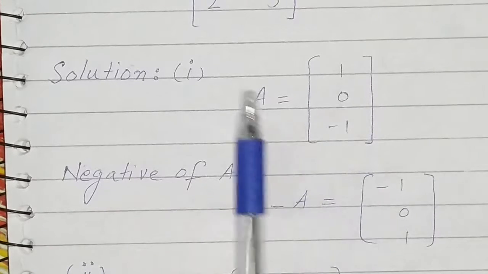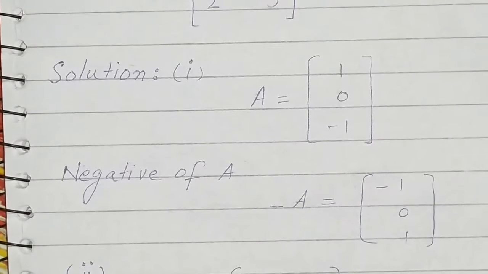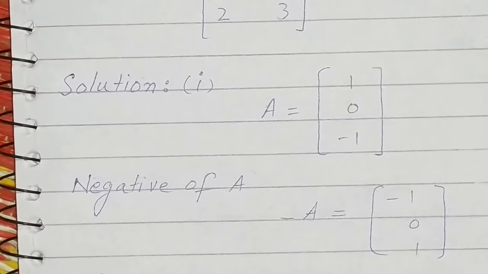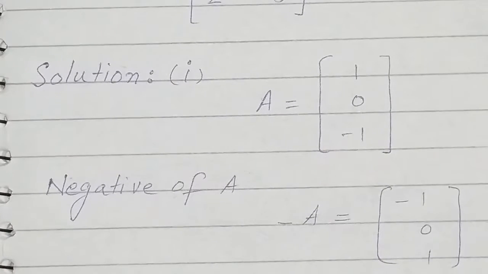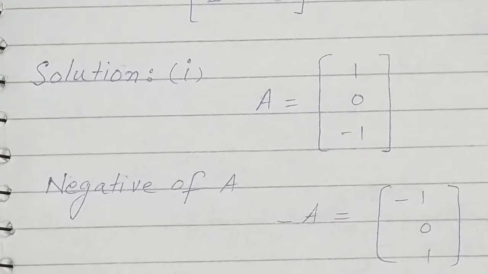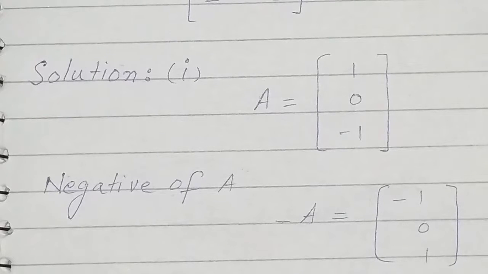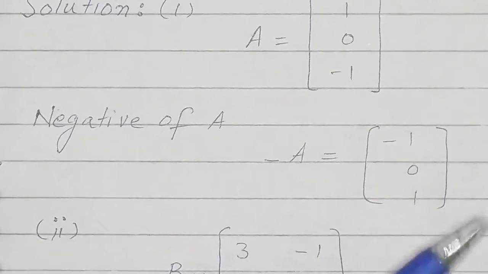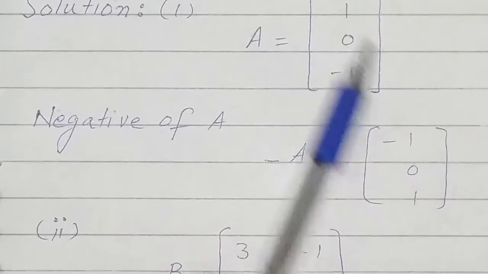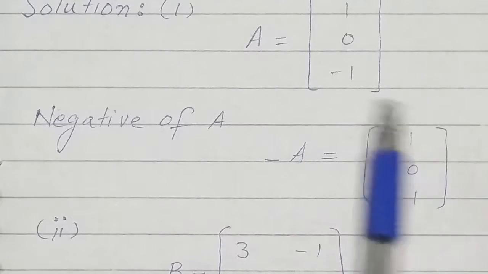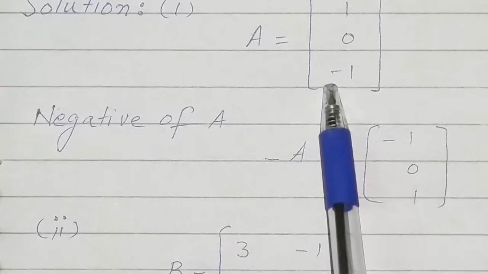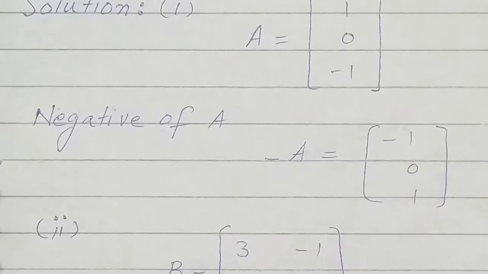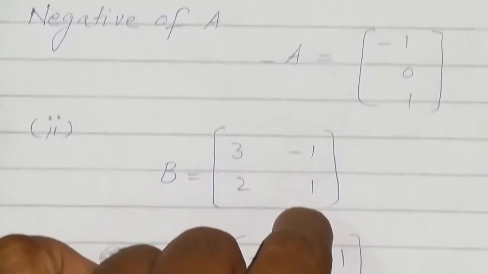Here is A. To find the negative of A, we just change the signs of its elements. So here 1 becomes negative 1, 0 is same, and the negative 1 becomes positive 1. So it is a negative of A.